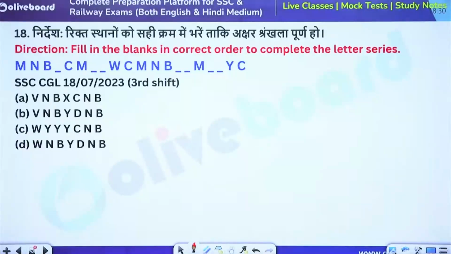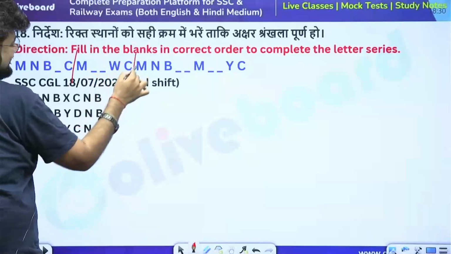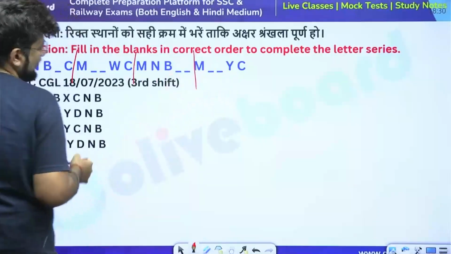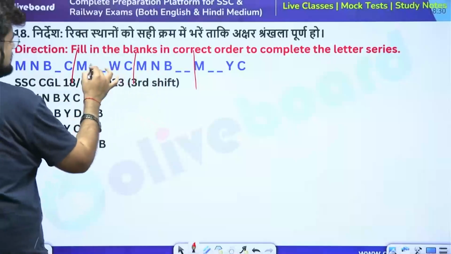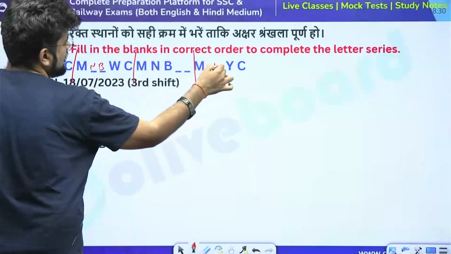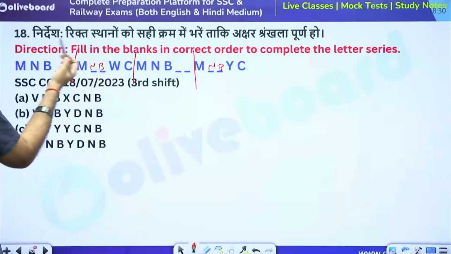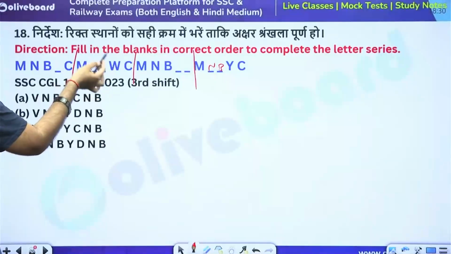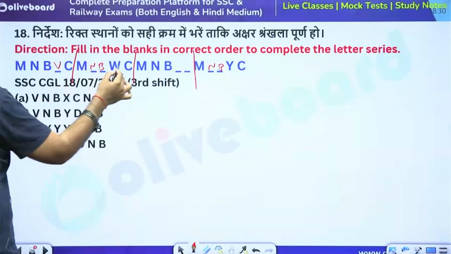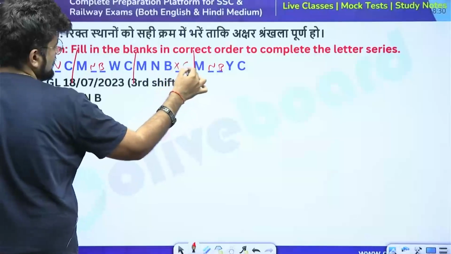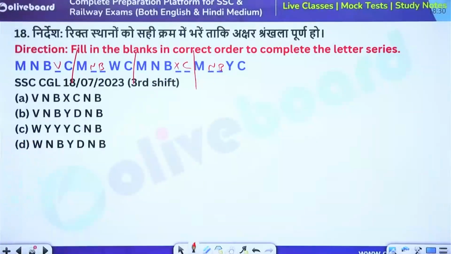Okay. Now again, if you see, there are different letters here. So this is a partial repeat pattern. M and B dash C, M dash C. Now M and B is visible, so M and B will still be the same. M and B YC, M and B WC. So this is what is changing. Before W we would have had V, W, X, Y. Simple. So V and B, X, C and B. Option A is the right answer.